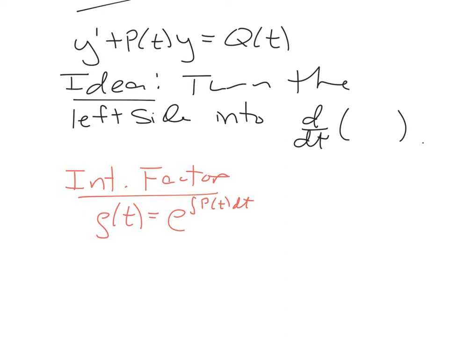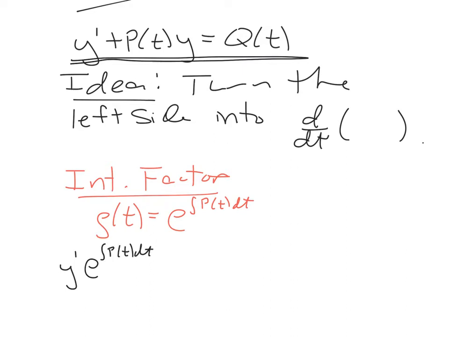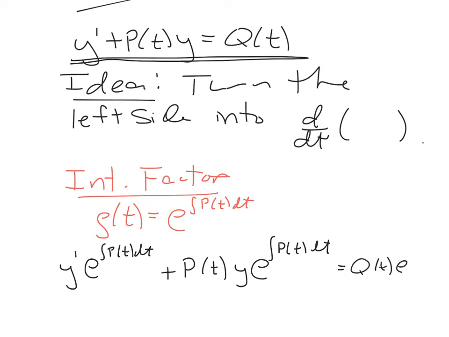So if I multiply both sides of the original differential equation by this integrating factor, I'll have y prime times e to the integral of p of t dt, I'm going to be very thorough here, plus p of t times y times e to the integral p of t dt equals q of t times e to the integral p of t dt.